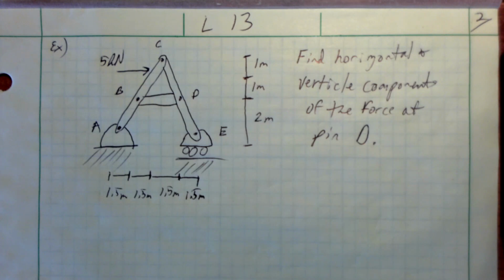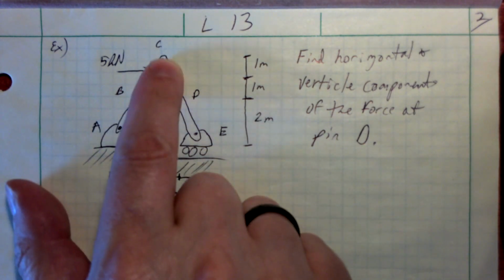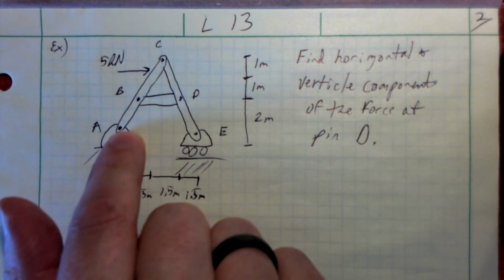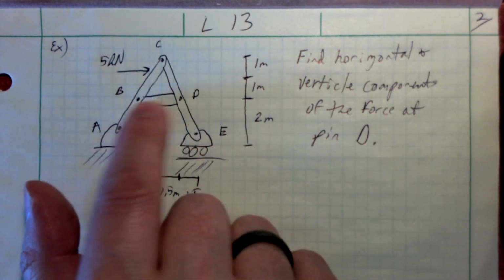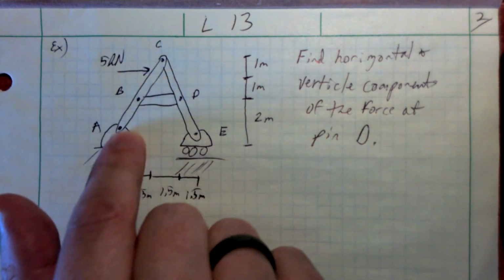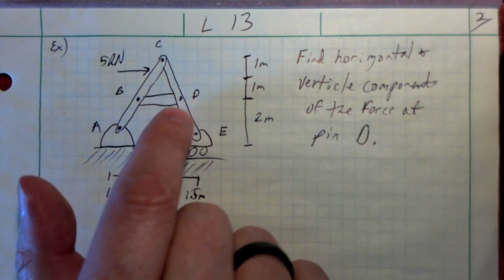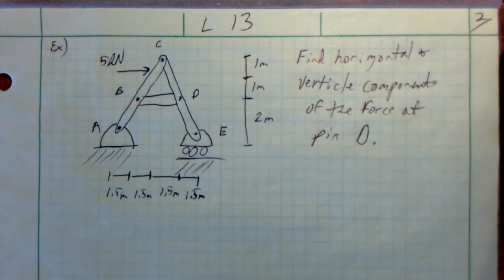So again, this is a frame. We have a force applied not at an endpoint of this member. We also have pins right here, not at the endpoint of these two members. So members A, B, C and C, D, E are going to be multi-force members. I can't treat those as trusses. Or I can't treat those the way I would treat truss members.